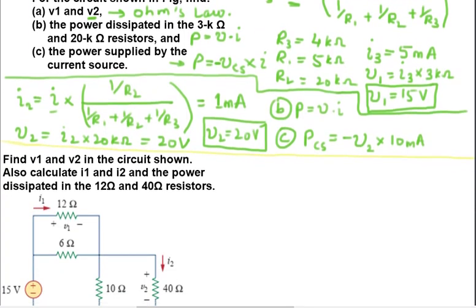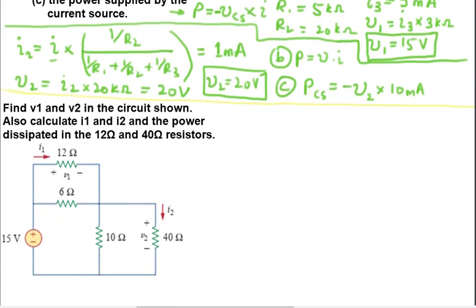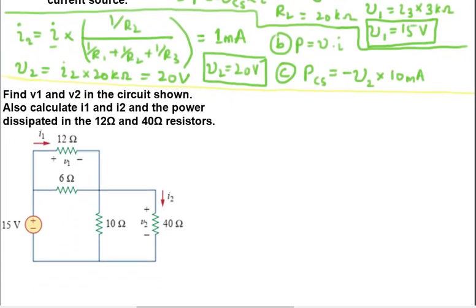I have this other example here. I'm just going to give you a peek of this example, and then I'm going to conclude this lecture. This is also a very simple example where you're asked to find voltage V1, which is over here, V2, which is over here, and then currents I1, which is flowing through the same resistor as V1, and I2, which is flowing through the same resistor as the voltage V2, and the power dissipated by the same two resistors.